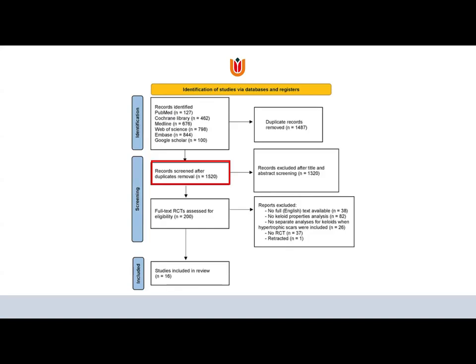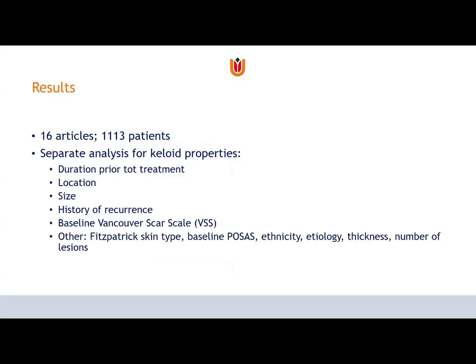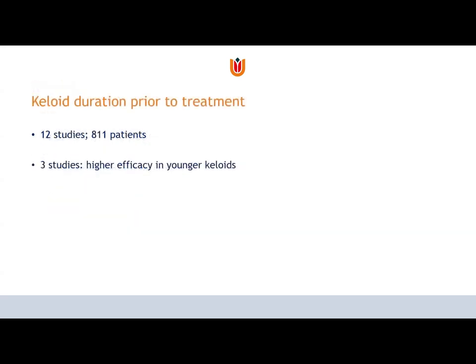1,520 studies were screened after identification and duplicate removal. And after full text assessment, eventually 16 studies were included in the review, involving 1,113 patients. And those were the studies that provided a separate analysis for keloid properties, including the duration prior to treatment, location of the keloid, size, history of recurrence, baseline Vancouver scar scale, the Fitzpatrick skin type, baseline POSAS, ethnicity, etiology, thickness, and number of lesions. I'm going to walk you through the results.